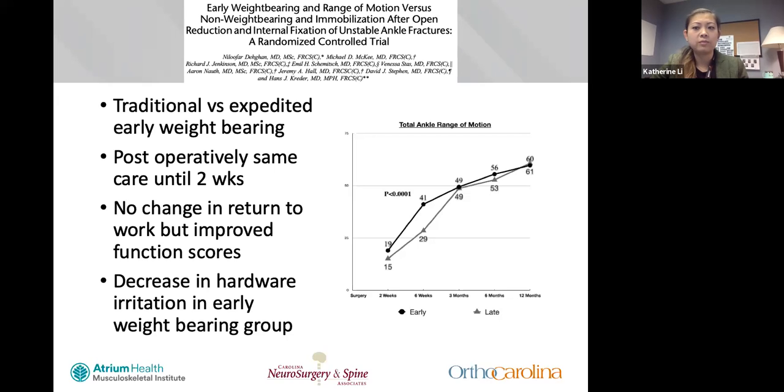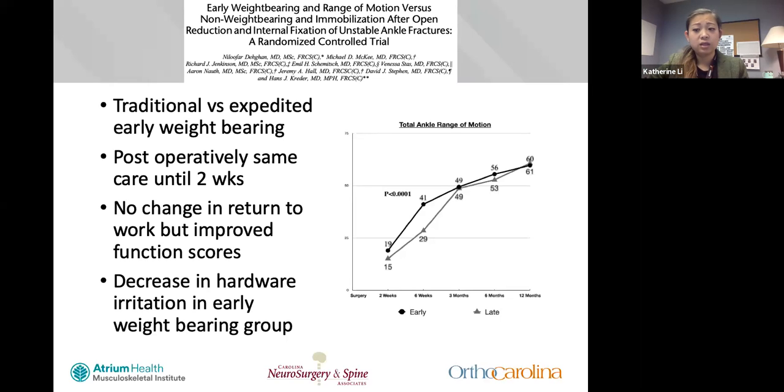Return to work was the main metric that they were analyzing, but they also got range of motion and pain and function scores. What they found was that there was no difference in time to return to work in the early and late weight bearing groups, but at 6 weeks postoperatively, the early weight bearing group had statistically and clinically superior outcomes in ankle range of motion, improved ankle function scores, and improved mental and physical health outcome scores, as seen in this graph here.